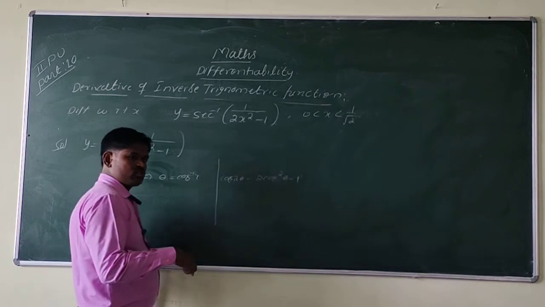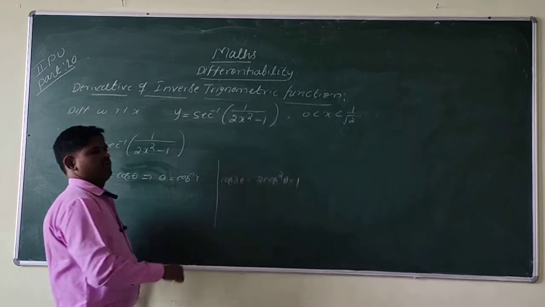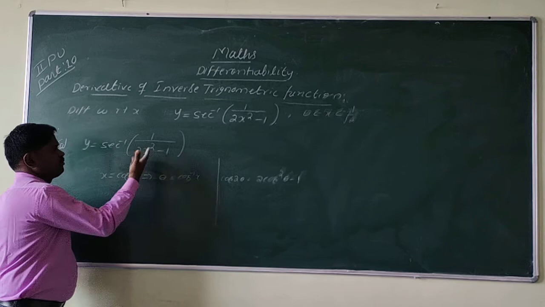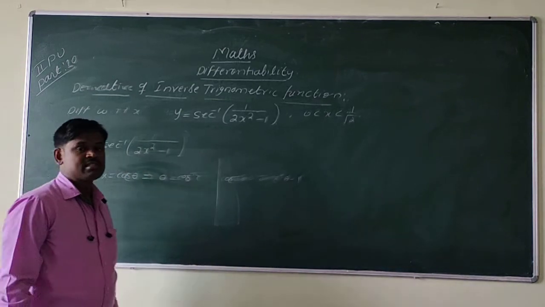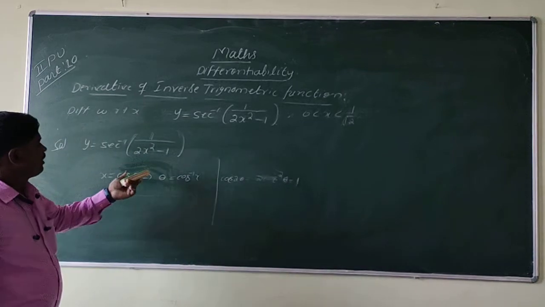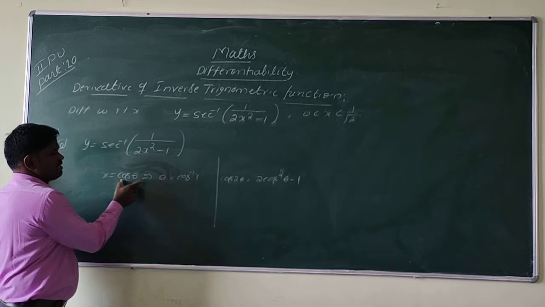Again, cos 2 theta has one more formula, 1 minus 2 sin square theta. But here we are going to use this formula. In terms of cos it becomes 1 by cos, which is equal to what? Secant. They are reciprocal to each other. Therefore we are going to write this in terms of cos. So I am taking this as cos theta.